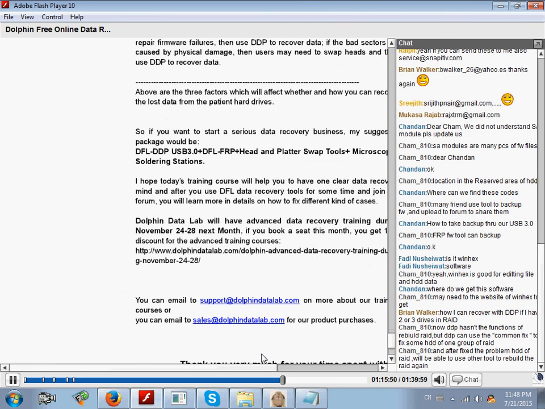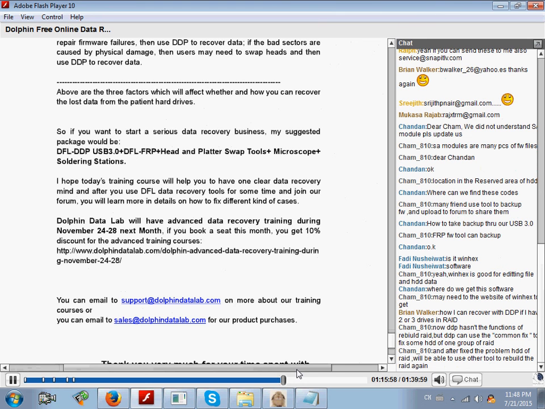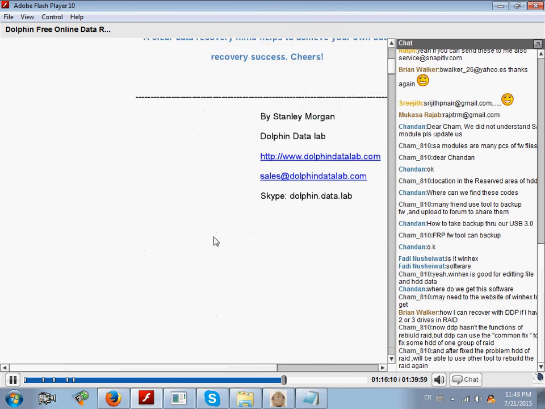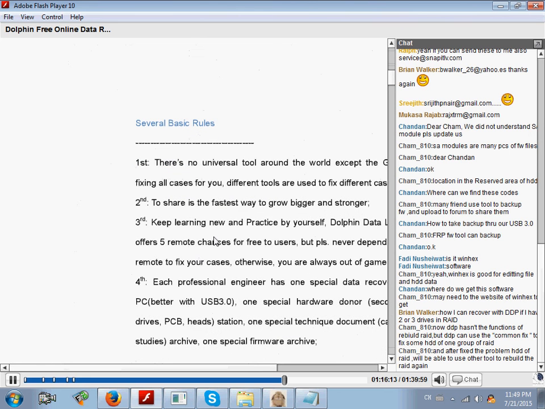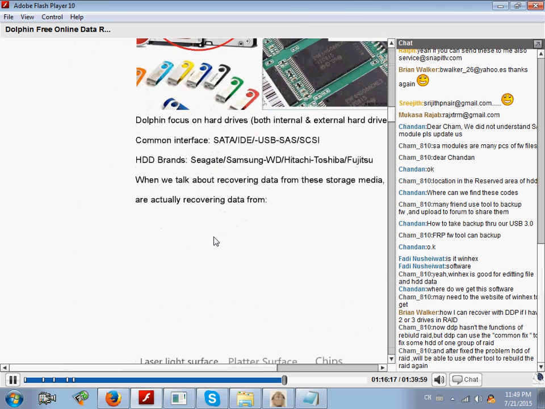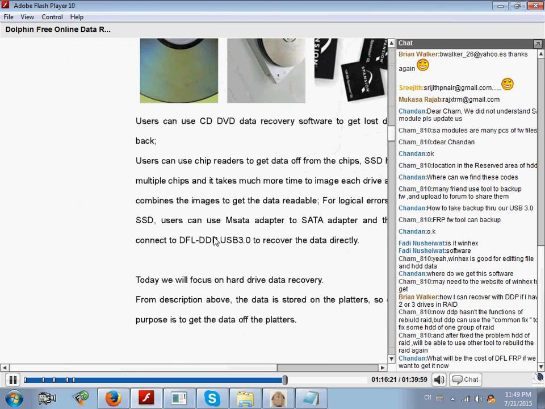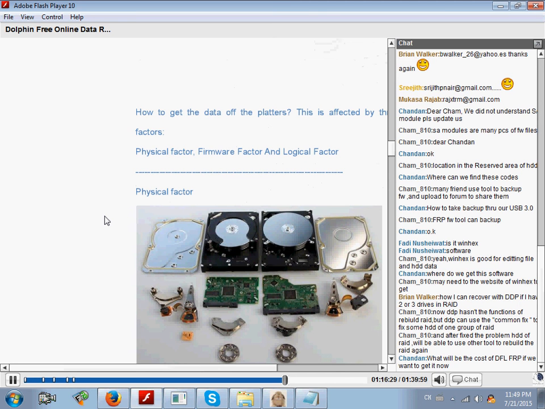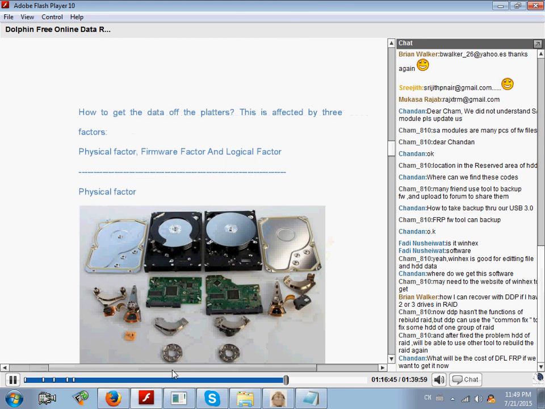So, above are the three factors which will affect whether and how you can recover the lost data from the patient hard drives. If you are familiar with the firmware, the physical, and the logical factors, these three factors, then it's easy for you to find the right solution. So, for physical factor, firmware factor, logical factor, I have told you about the different factors, what the causes are, what the solutions are, and how to understand them. So this is the data recovery mind. You must have this mind.